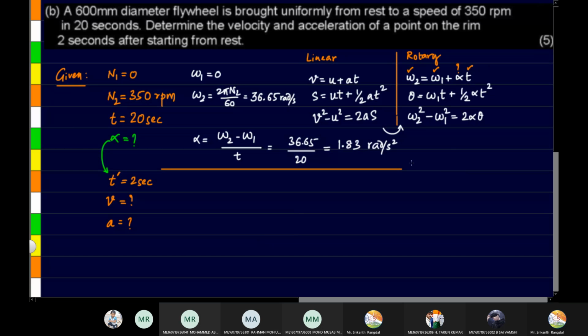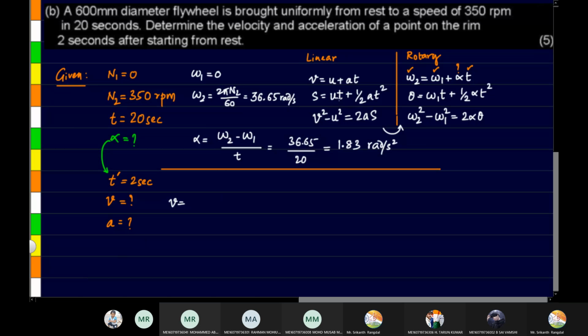Okay. So now second situation, we have to take time as 2 seconds. After 2 seconds, we have to find the velocity and acceleration. What is the formula for velocity? Displacement by time. No, we cannot take displacement by time because here acceleration is there. When there is acceleration, we cannot take displacement by time. We have to take one of the linear equations.